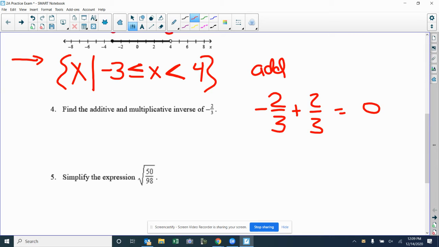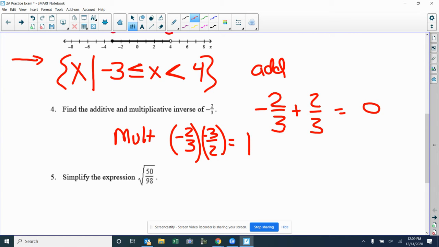Understand the difference here. It's add to get to 0, multiply to get to 1. So I'm gonna have my multiplicative now. I'm going to have -2/3. Here's what I'm gonna multiply by: -3/2, which would give me 1. Add to get 0, multiply to get 1. Your additive, and that's a note, just put it on your note card. Additive, I gotta add to get 0. I gotta multiply to get 1.